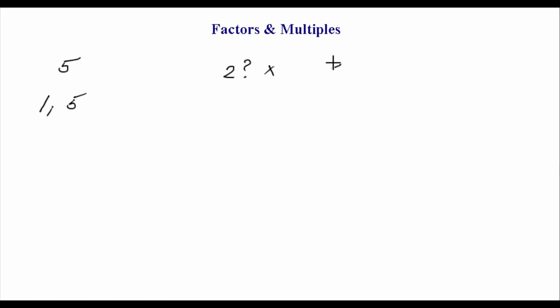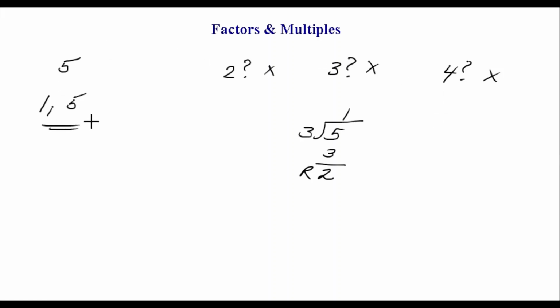Okay, well, what about 3? Not. If I divide 5 by 3, I'm going to have 3 into 5, and I'm going to get a remainder. Remember, in order for this to be a factor, I have to get a remainder of 0 or no remainder. And if I do the same thing with 4, same thing. I'm going to get a remainder of 1. Okay? So these are the only 2.